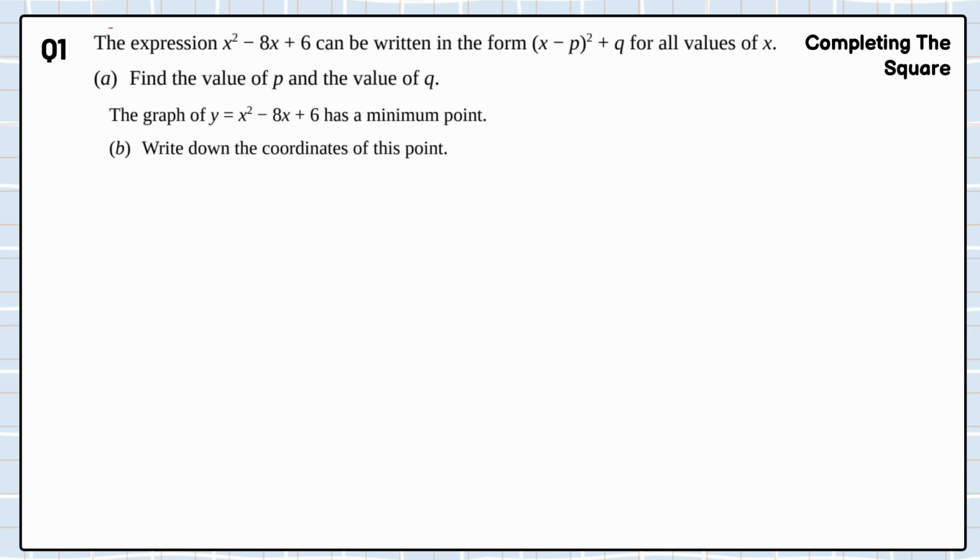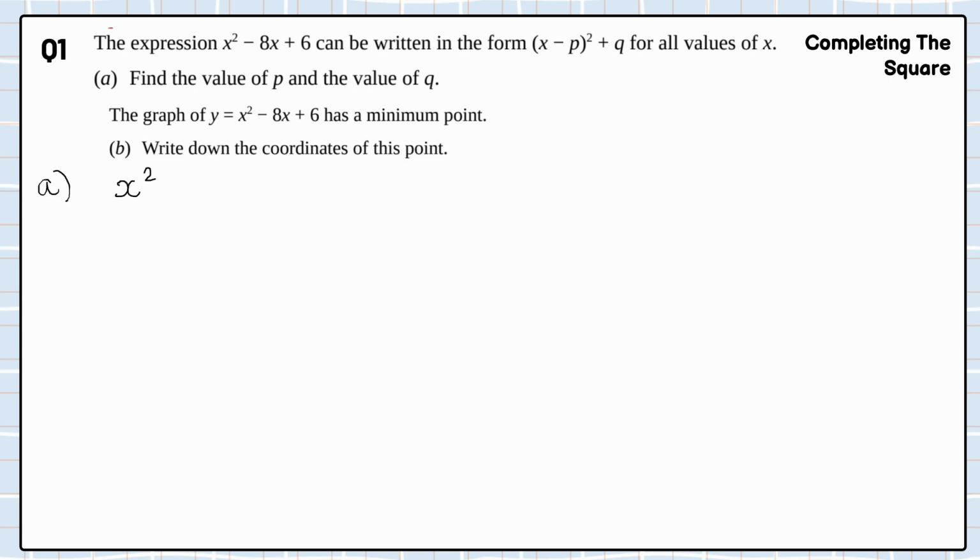So let's look at this question here. We have an expression which is x squared minus 8x plus 6 that can be written in this format: open brackets x minus p close brackets squared plus q for all values of x. Part A asks us to find the values of p and q. Essentially, what we're going to do is complete the square.